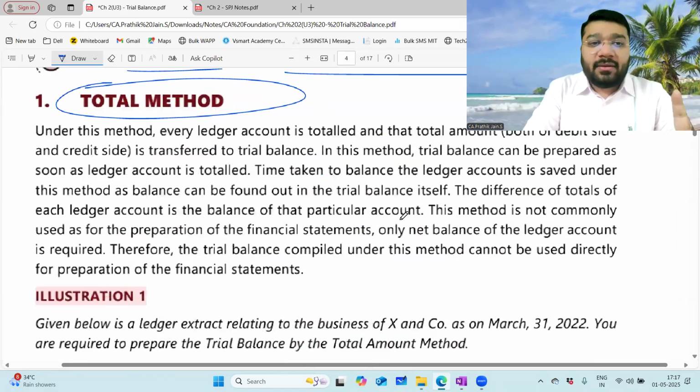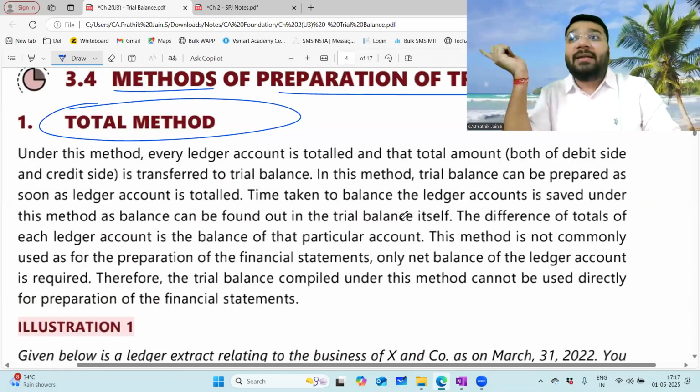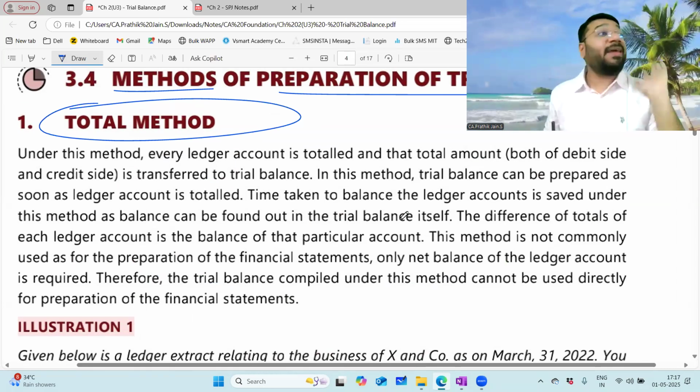I'll read the theory, this paragraph, but I don't expect you to understand. Okay. But still I'll read it. I'll explain it practically. Then I'll come back and read the theory. That time theory will make sense.